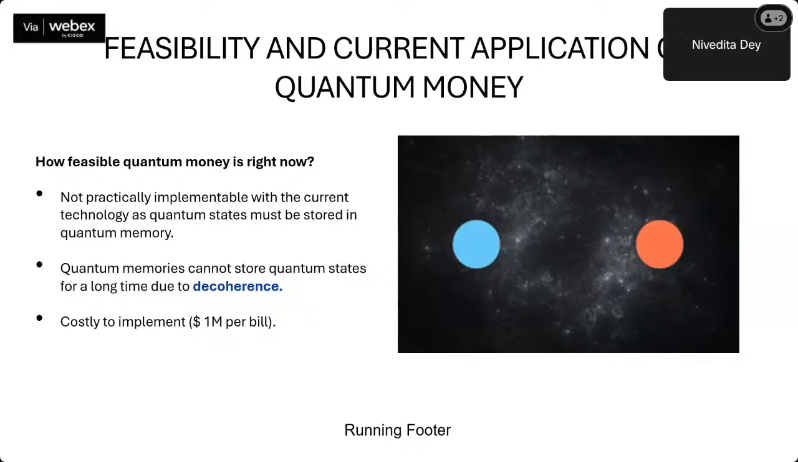Definitely it will not be practical, because for each of the combinations, storing it in a database and in the form of memory, all such combinations should imply one particular specific piece of information, depending on all the phases and all the polarization angles. That is very difficult, because a lot of memory is going to be wasted every time. And you cannot hold that much information for a long time because it will decohere. It is also very costly to implement, that is $1 million per bill.